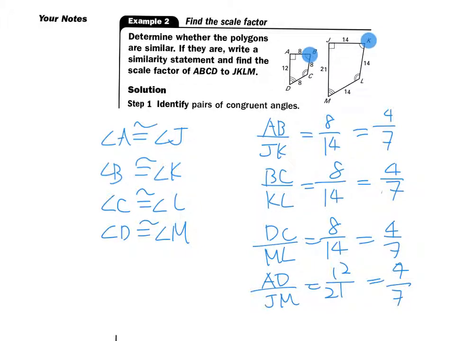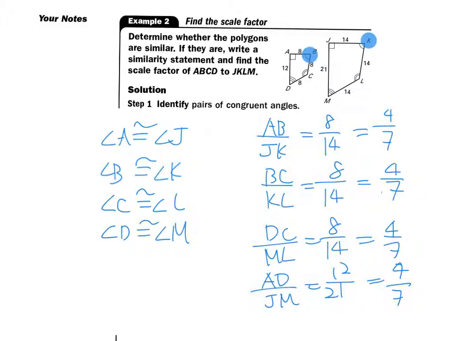So there's my scale factor, and I just proved that because the ratios 7/4 and 4/7 are equal, the corresponding side lengths are proportional. So that's how I know.